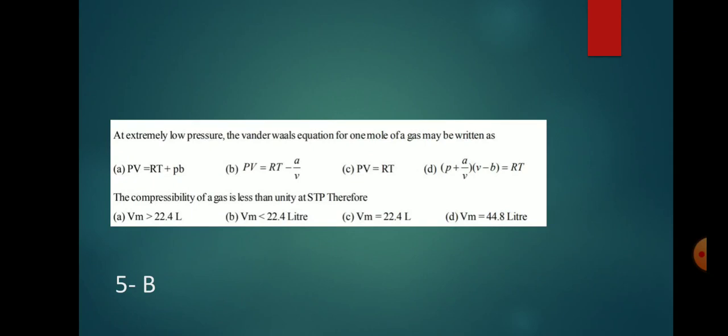Sixth question: the compressibility of a gas is less than unity at STP. Therefore, option A, Vm is greater than 22.4 liter, option B, Vm is less than 22.4 liter, option C, Vm is equal to 22.4 liter, option D, Vm is equal to 44.8 liter. And the answer is option B, Vm is less than 22.4 liter.